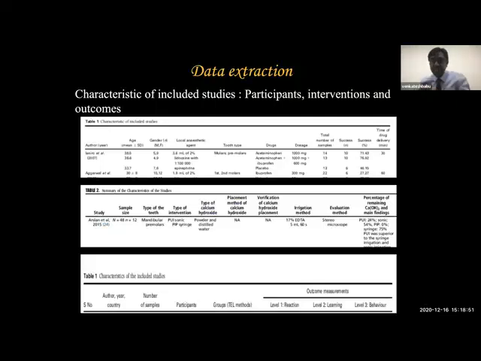In the data extraction part, we should focus on the PICO that we designed first. Exactly, so it's more or less related to that only. Plus, for this data extraction also, two persons have to be involved. Same, Professor Babu.